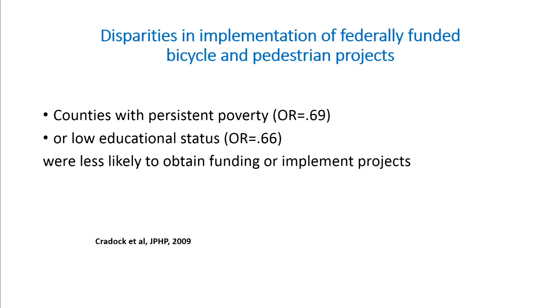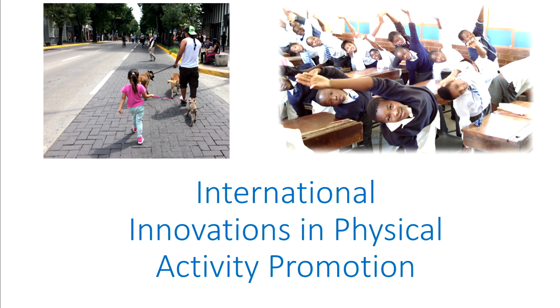Here's another type of disparities, implementation of policies. Angie Craddock at Harvard did a study on disparities in implementation of federally funded bicycle and pedestrian projects. And she found that counties with persistent poverty or low educational status were less likely to obtain funding for such projects or to implement projects. All right, so there's a policy disparities. But so there's a need for action to deal with these disparities.